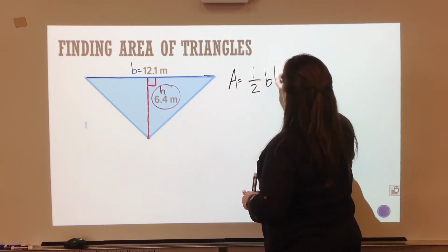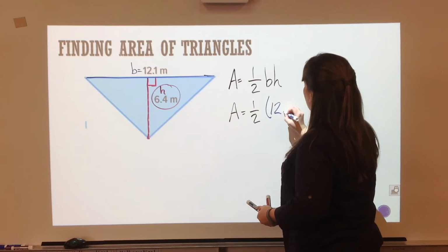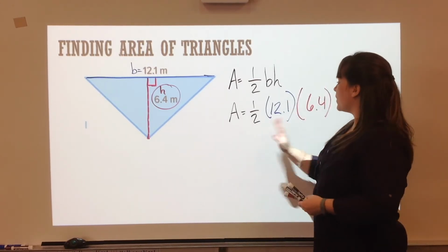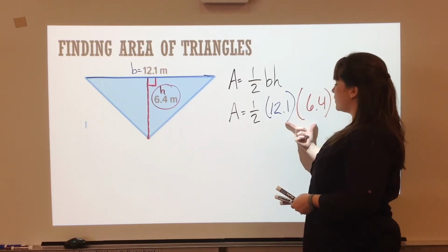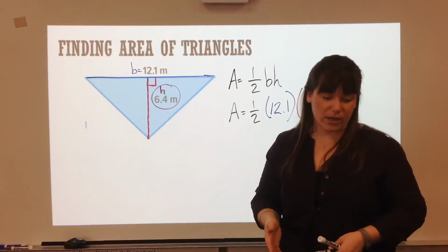One half base times height. Area is going to be 1/2. The base is 12.1. The height is 6.4. It does not matter which way you multiply these. If you want to take half of 12.1 first, or you wanted to multiply your decimals together first, then divide by 2. Either way is fine.